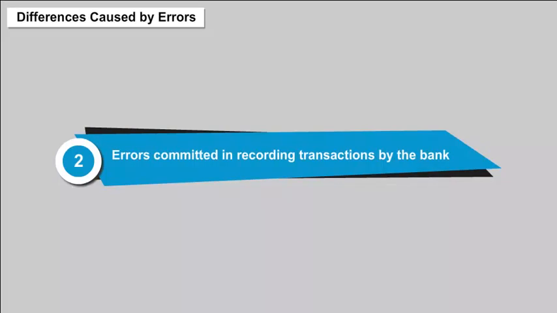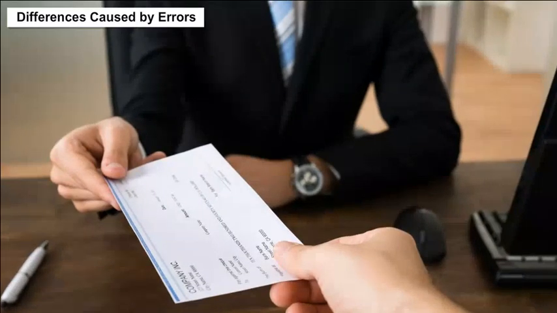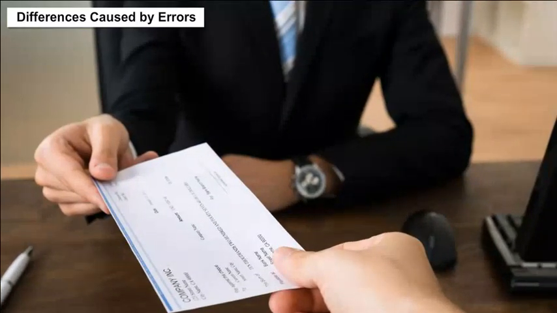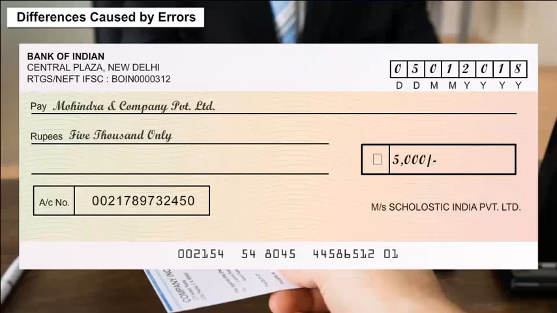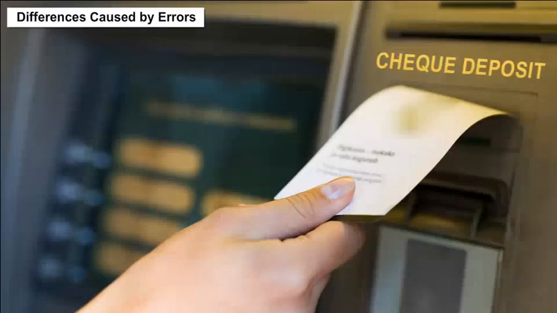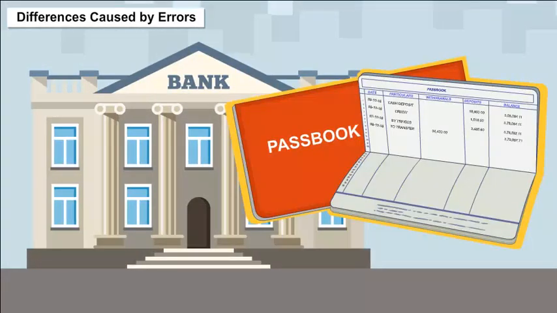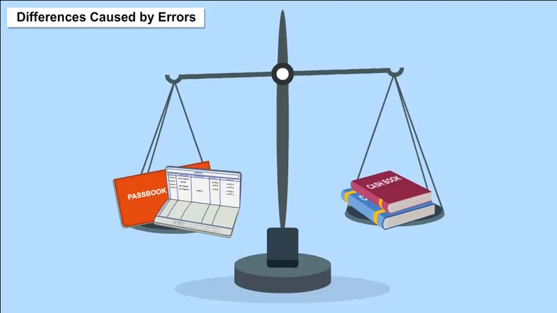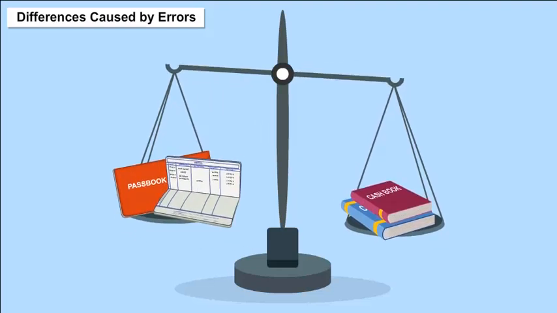2. Errors committed in recording transactions by the bank. Any omission or wrong recording of transactions related to checks issued, checks deposited, wrong totaling, etc., committed by the bank in the passbook will create an imbalance between the bank passbook and the firm's cash book.